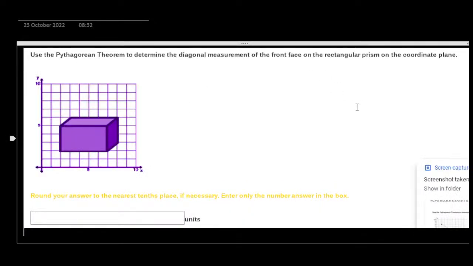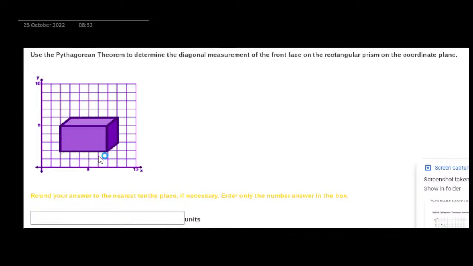Okay, use the Pythagoras theorem to determine the diagonal measurement of the front face of the rectangular prism on the coordinate plane. Again, here you can see 1 2 3 4 5. The length is 5, and the height is 1 2 and 3 units. Now I have to calculate the diagonal. So x square is equal to 3 square plus 5 square. 3 square is 9, 5 square is 25, so 34. Now x is root of 34.